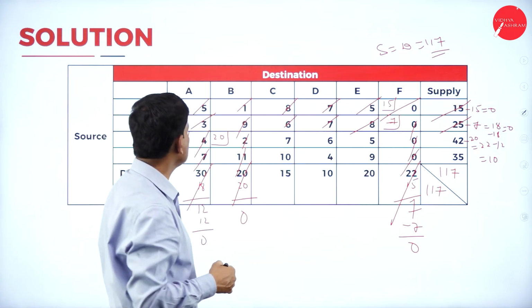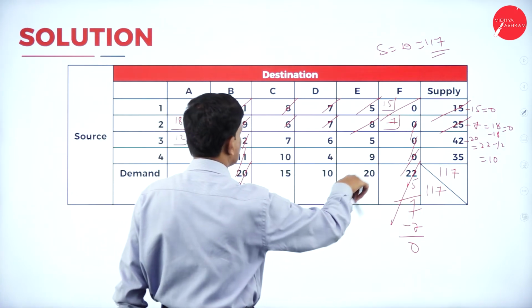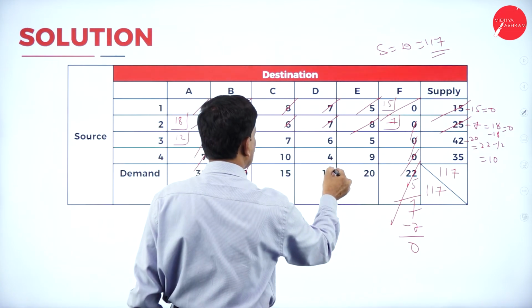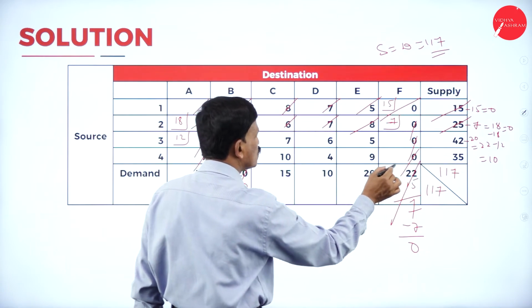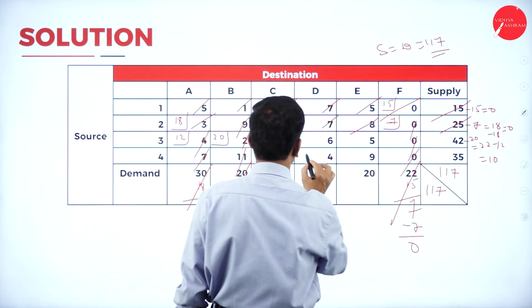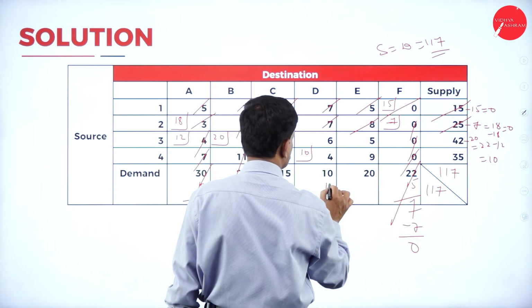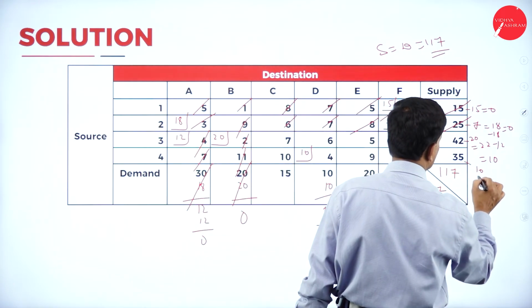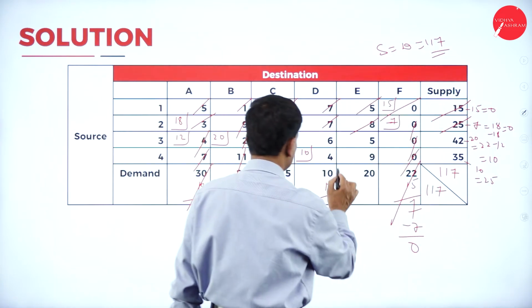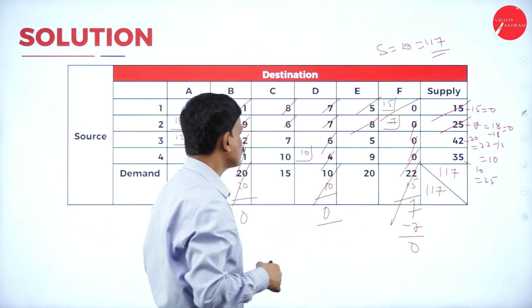Next least value. These are the elements left. Here the next least value is 4. For this 4, the demand is 10 and the supply is 35. Demand is the least. If you subtract, this is 0, and 35 minus 10 will give 25. So this also gets cancelled.